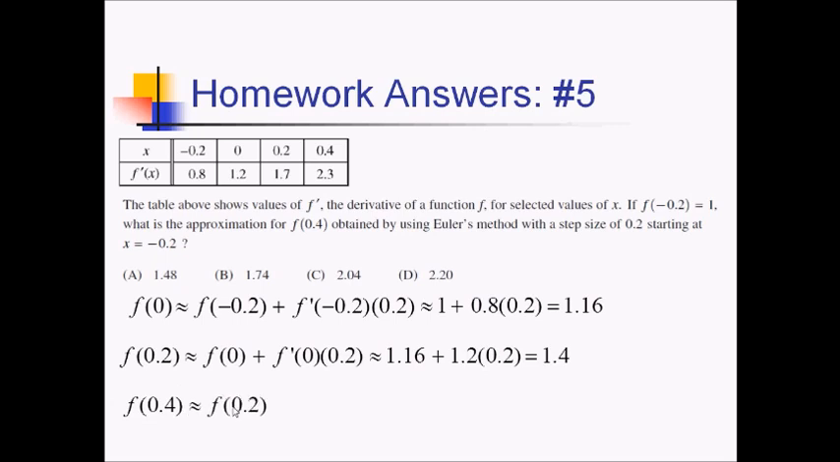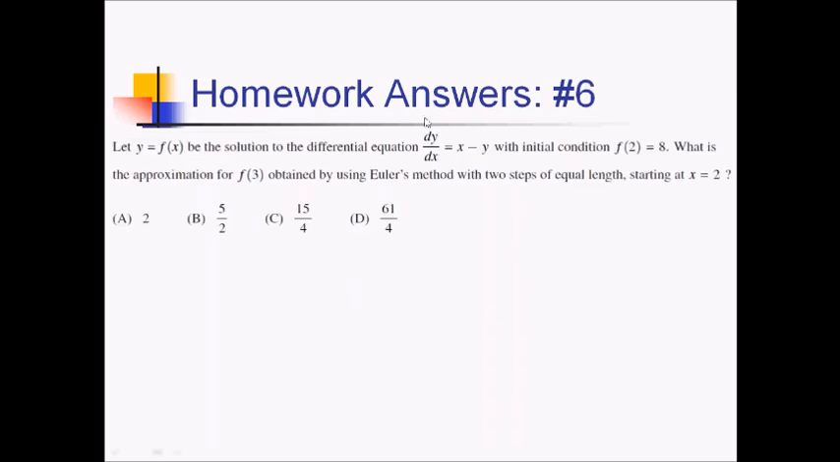This is going to be f of 0.2, which we just approximated, plus f prime of 0.2 times a step size of 0.2. So f of 0.2 we said was 1.4. F prime of 0.2 from our table is 1.7. Still have that step size of 0.2. So this is 0.34 over here that we're adding to 1.4. That's 1.74 altogether. And that finally gives us answer choice B.